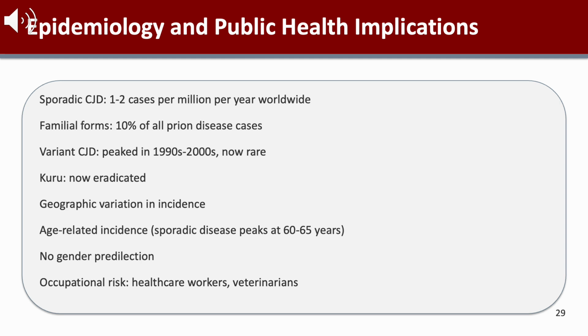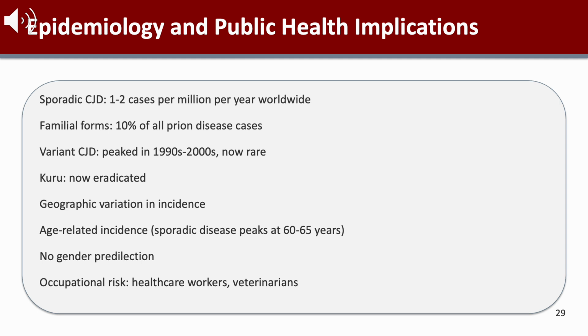Kuru is now eradicated, having disappeared as the practice of ritual endocannibalism ceased. There is geographic variation in the incidence of prion disease, with some regions showing higher rates than others. Sporadic Creutzfeldt-Jakob disease typically affects individuals in their 60s and 70s, with incidence increasing with age. There is no gender predilection.